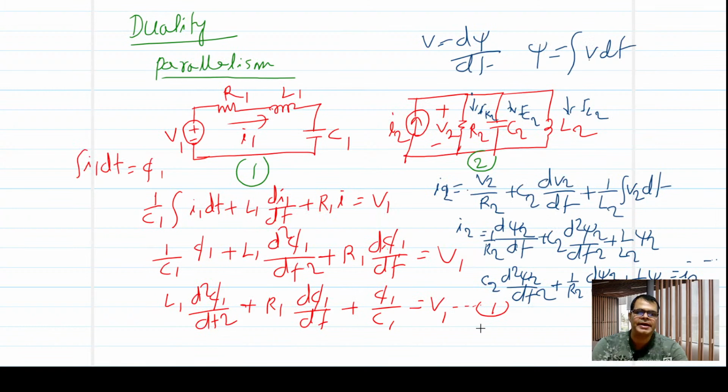Dual elements. You can easily see, if you compare these two equations, that the dual of L is C, the dual of R is 1/R, that is G, conductance, the dual of C is L. Same thing we have. And the dual of V is I, the dual of q is flux linkage.